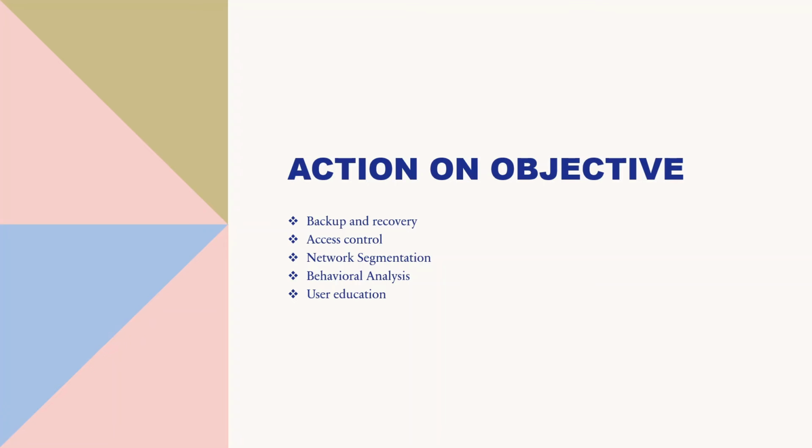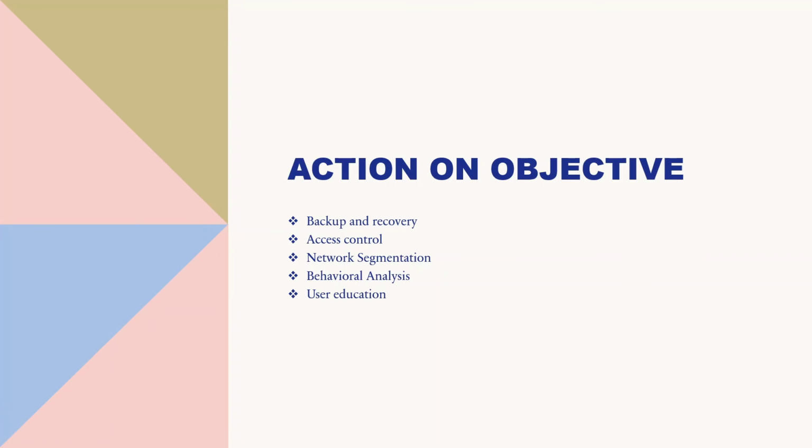The action on objective phase of the cyber kill chain refers to the final stage where the attacker achieves their goal, whether it's data theft, system disruption, or any other malicious activity. How to mitigate this step? Backup and recovery. Regularly backing up critical data and having a comprehensive disaster recovery plan in place can help you quickly restore your system to its pre-attack state. This can minimize the damage caused by an attacker who manages to reach the action on objective phase.